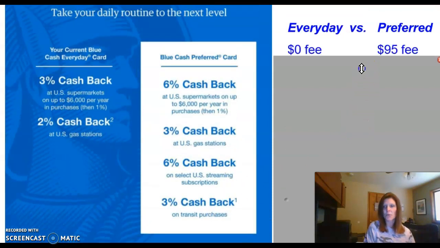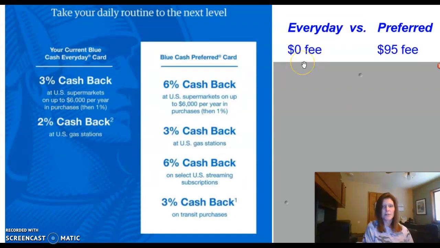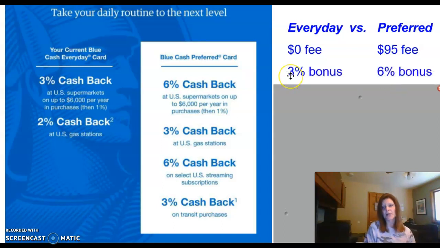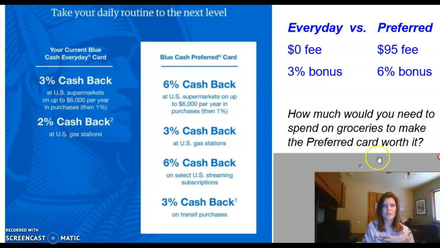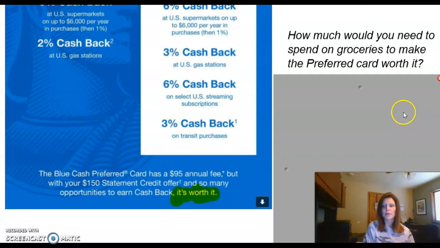All right, so let's look at what we know. We know our everyday card, zero cost. Our preferred card is $95 cost. I know that I get a 3% bonus for the everyday card versus a 6% bonus, so 6% of what I'm spending on the preferred card. All right, so how much would we have to spend on groceries every year, annually, to make this preferred card worth that $95 cost? Well, let's see.